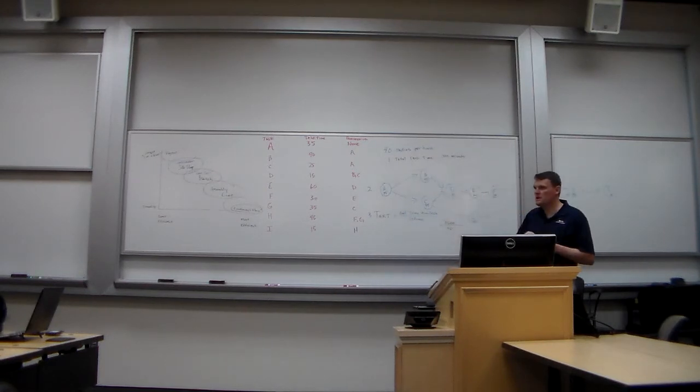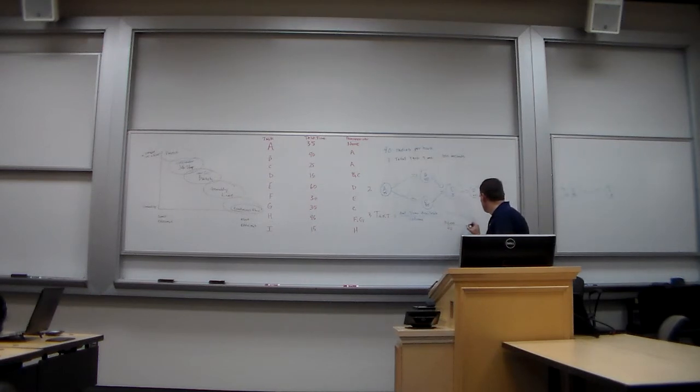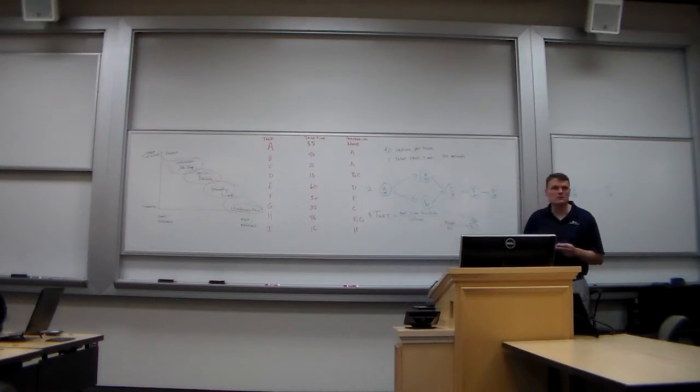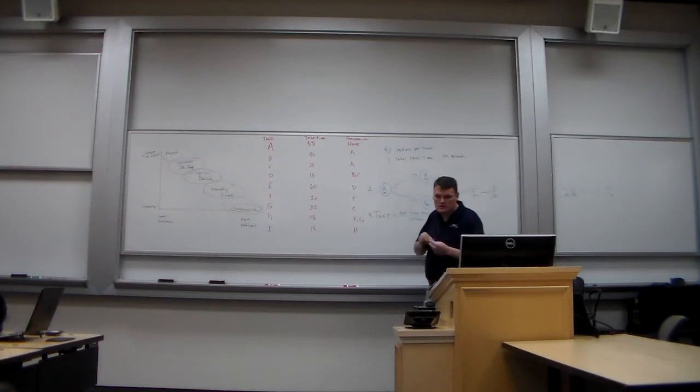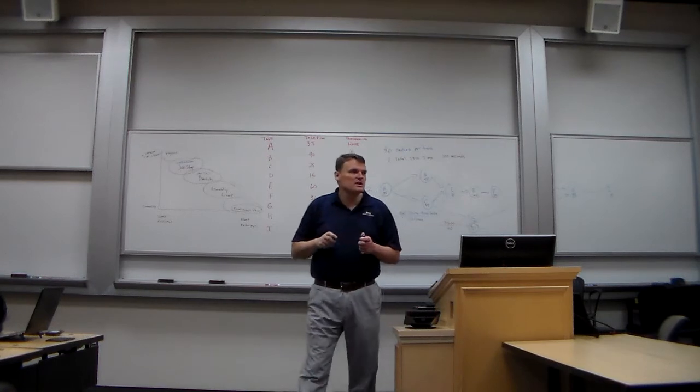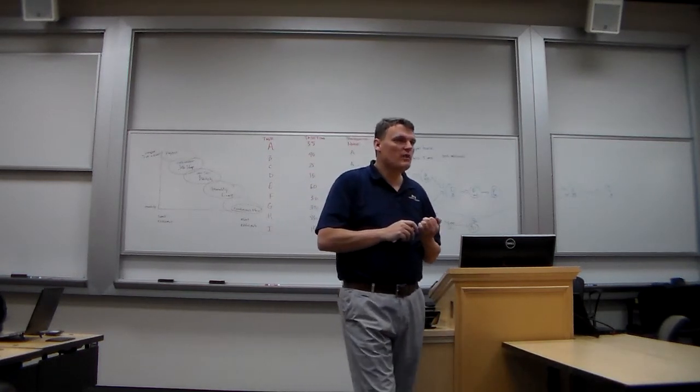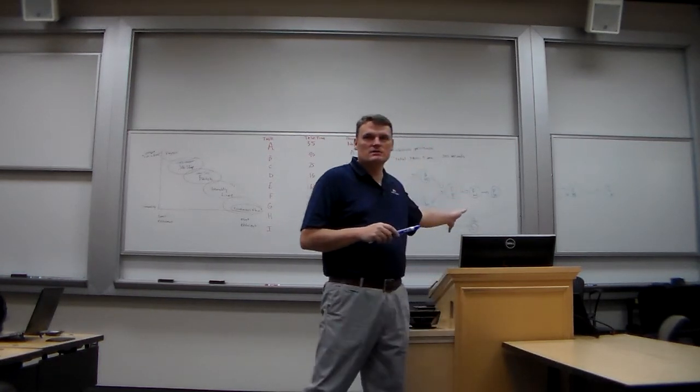3,600 divided by 40 gives us what? 90. What's that tell us? To make 40 radios in an hour, I have to make 1 radio every 90 seconds.